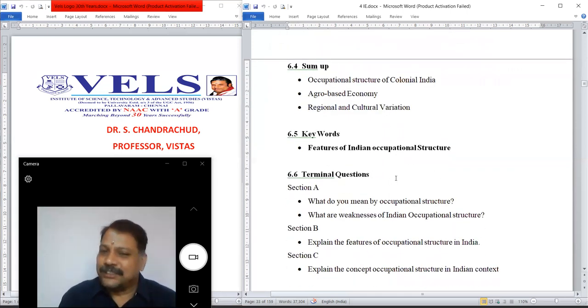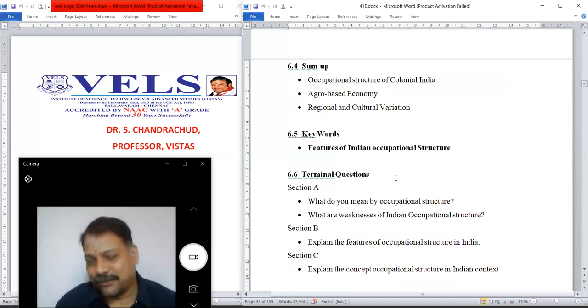This unit is very simple, but still it gains importance, because the occupational structure decides what type of policy we are going to adopt.